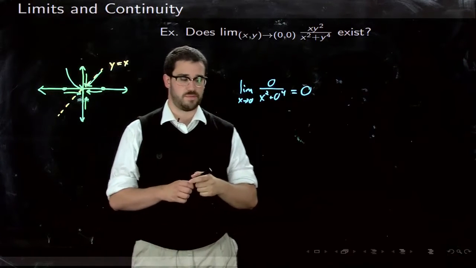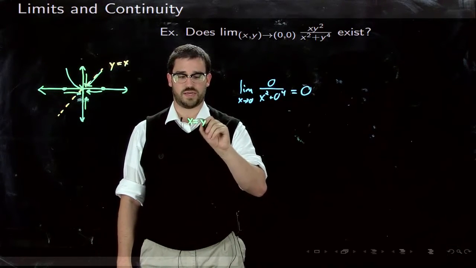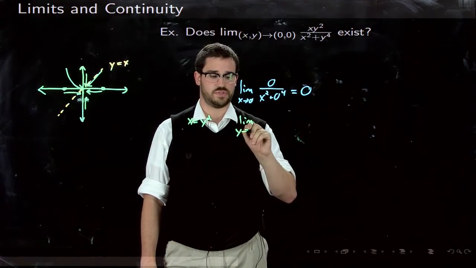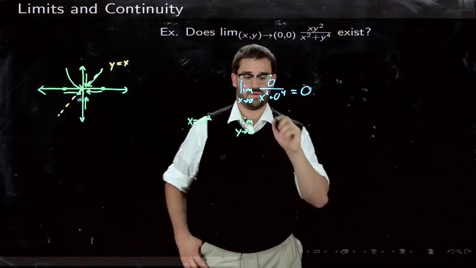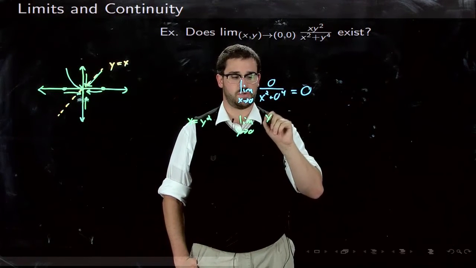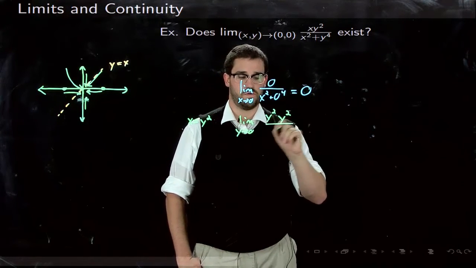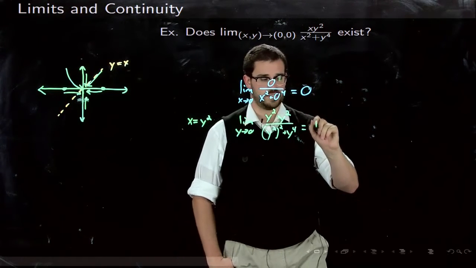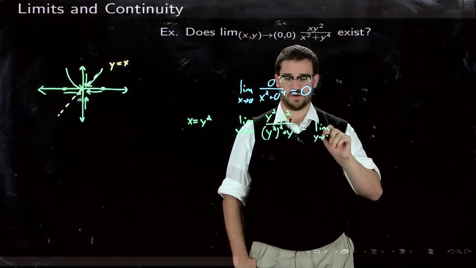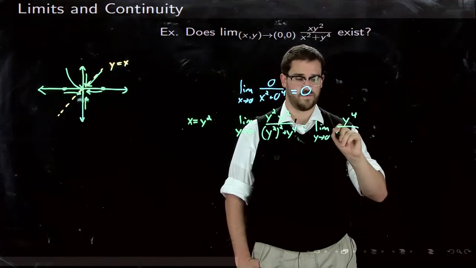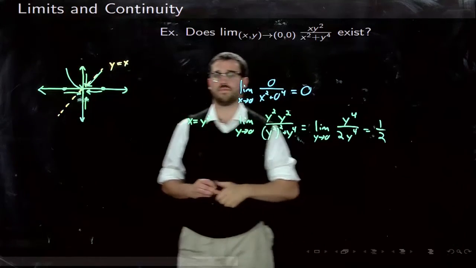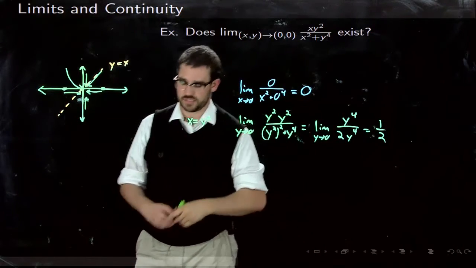So if we have x equals y squared, we're going to have the limit as y goes to 0 of y squared over y squared squared plus y to the 4th, which is just the limit as y goes to 0 of y to the 4th over 2y to the 4th, which is equal to 1/2. 1/2 doesn't equal 0. Bada bing, bada boom, the limit does not exist.